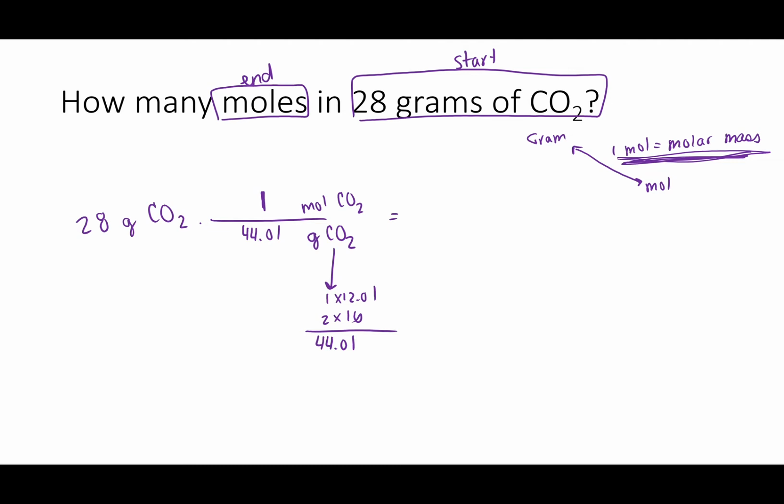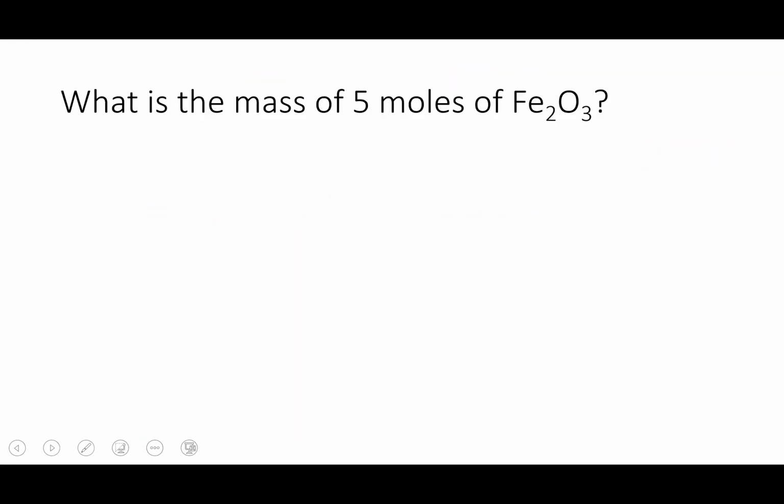This time we are dividing, so 28 divided by 44.01, that's going to give you 0.64 moles of CO2 as your answer. Okay. All right, flip over, next page, page number 5. Let's look at number 2. Number 2 says, what is the mass of 5 moles of Fe2O3? Okay, so I underline what I'm given.